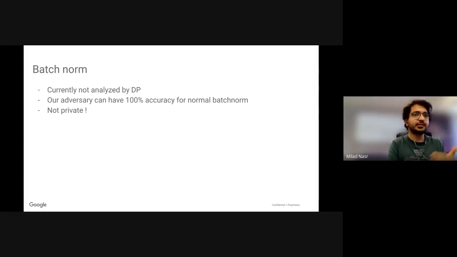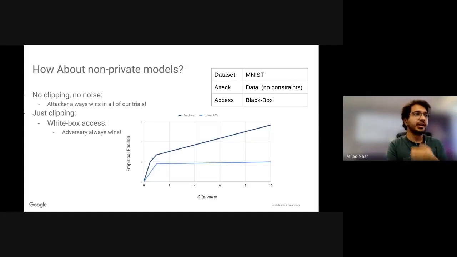Another question we got was, how about the non-private method? What happens if you train a model normally, but you don't add noise? Is it private or not? We saw that if you don't do clipping and you don't add noise, the attacker can always win. If you don't do any of these things, the attacker can just add one sample which has a very large gradient and destroy the whole model.